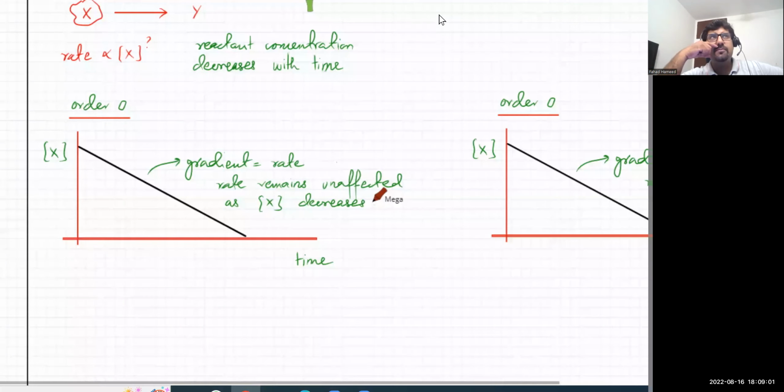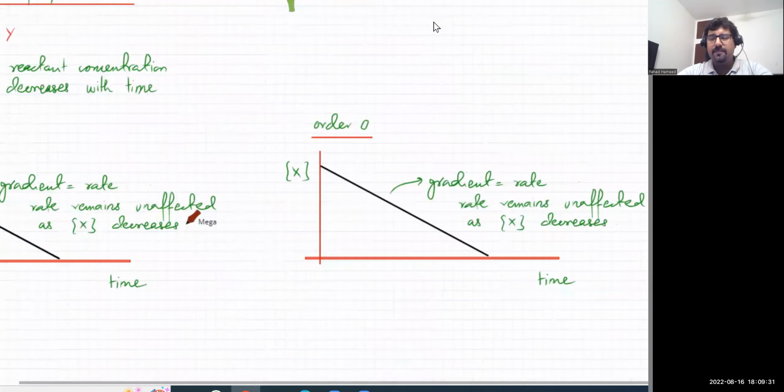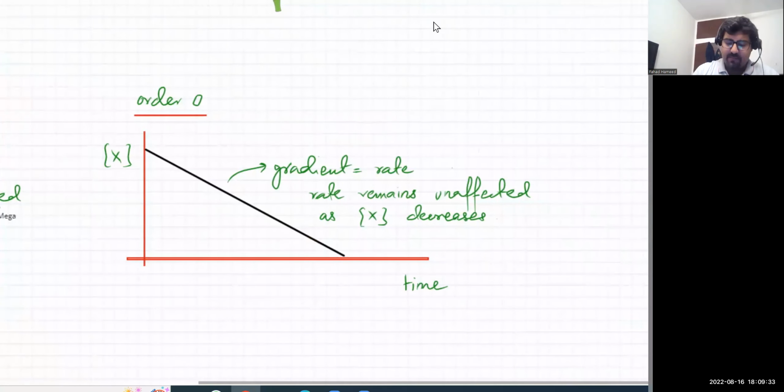So I was saying that for most reactions, the speed does not remain constant. It's always faster in the beginning, and it's slower at the end, right? So most reactions are not actually order zero. Order zero means that the reactant is going to be consumed at a constant speed. That usually does not happen. In normal cases, the reaction is faster in the beginning and slower at the end. So most reactions are actually kind of close to order one.